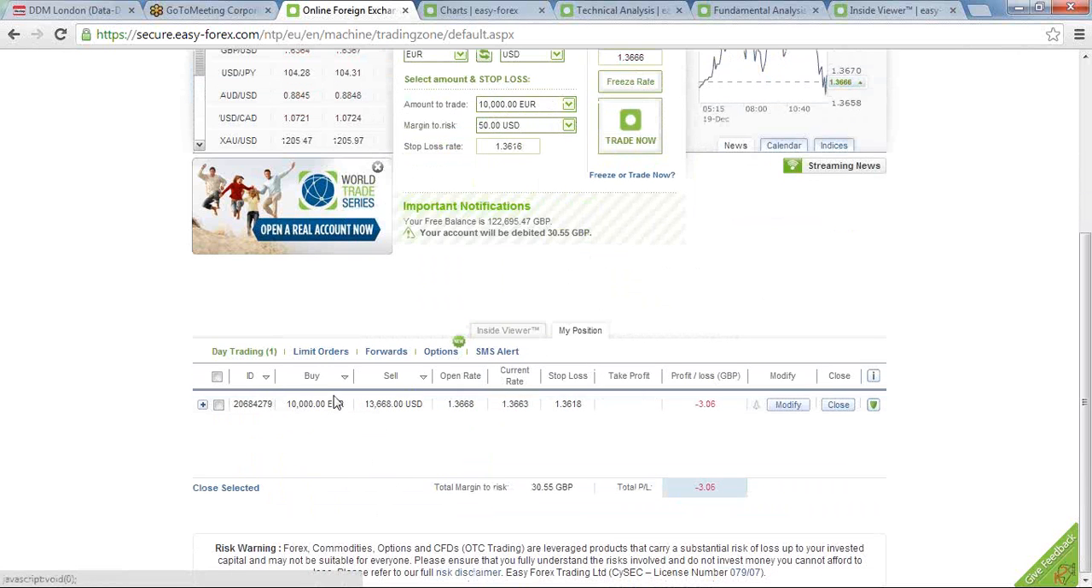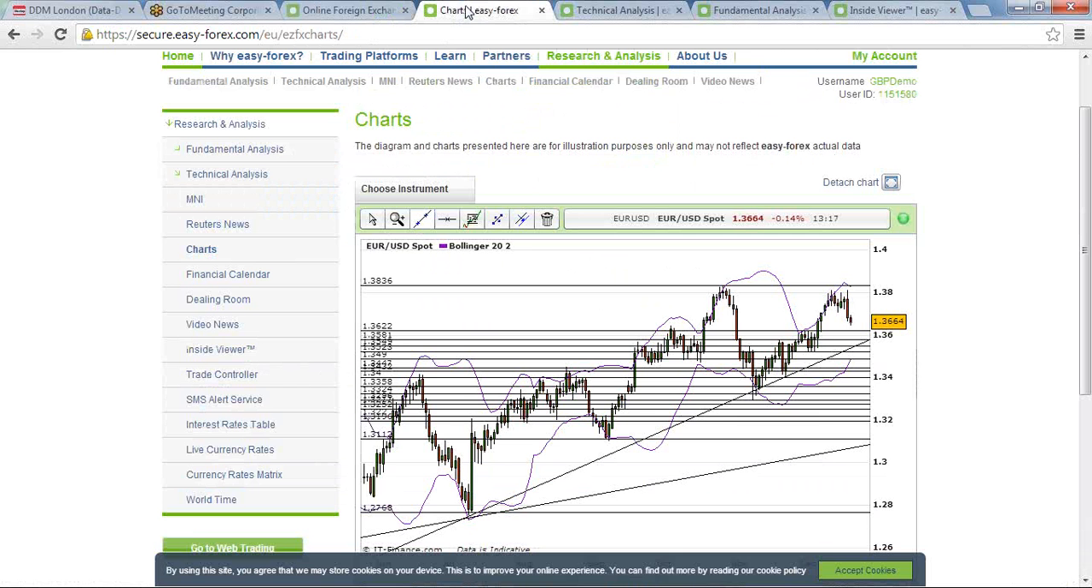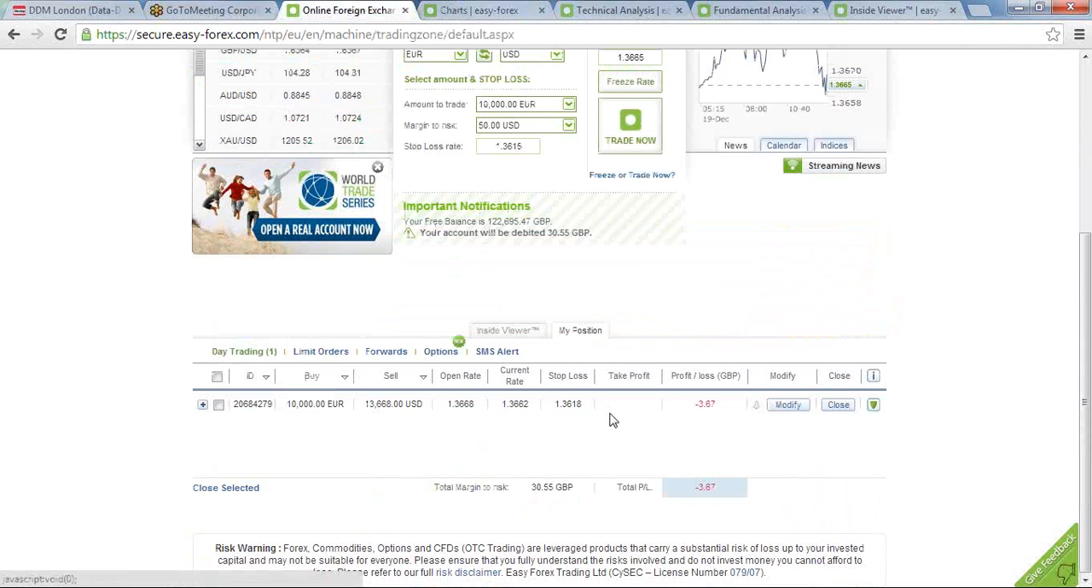So that's what we've done. We've opened a deal in the correct direction. I've looked at the chart. I've thought that it's going to be going up. So I've got into a deal, and if it does go up and does what I think it's going to do, then I'll be making money.